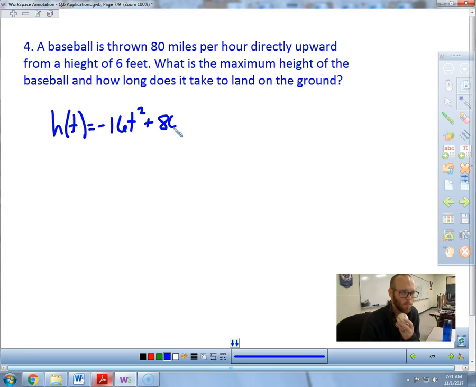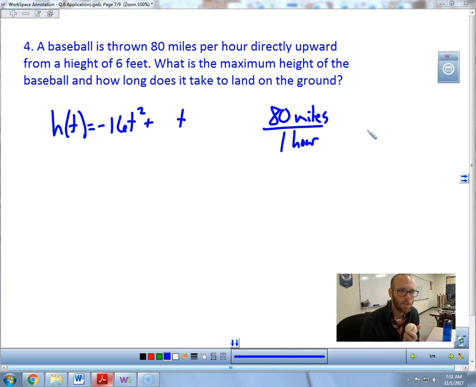Oh, I can't just put in an 80t here, can I? Because what are our units in this equation? They're in feet. And what is time in? Seconds. So we have to do a little extra work. We have to take 80 miles per hour and change it into feet per second. Okay, let's do a little math here.